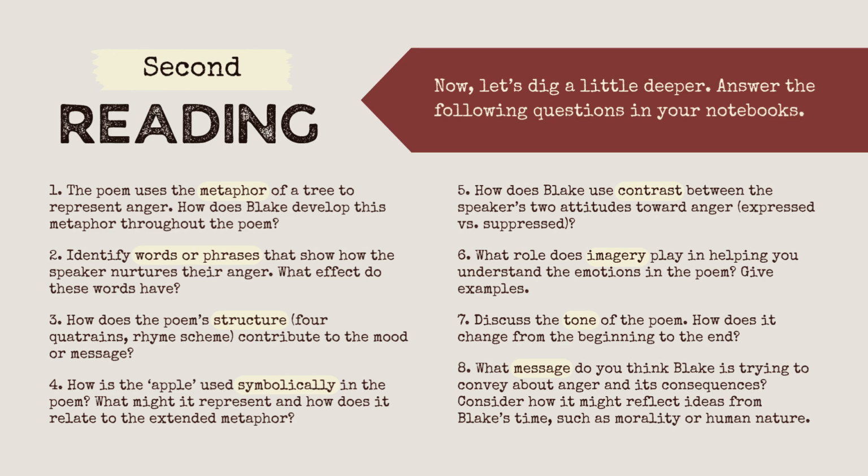5. How does Blake use contrast between the speaker's two attitudes toward anger, expressed versus suppressed? 6. What role does imagery play in helping you understand the emotions in the poem? Give examples. 7. Discuss the tone of the poem. How does it change from the beginning to the end? 8. What message do you think Blake is trying to convey about anger and its consequences? Consider how it might reflect ideas from Blake's time, such as morality or human nature.